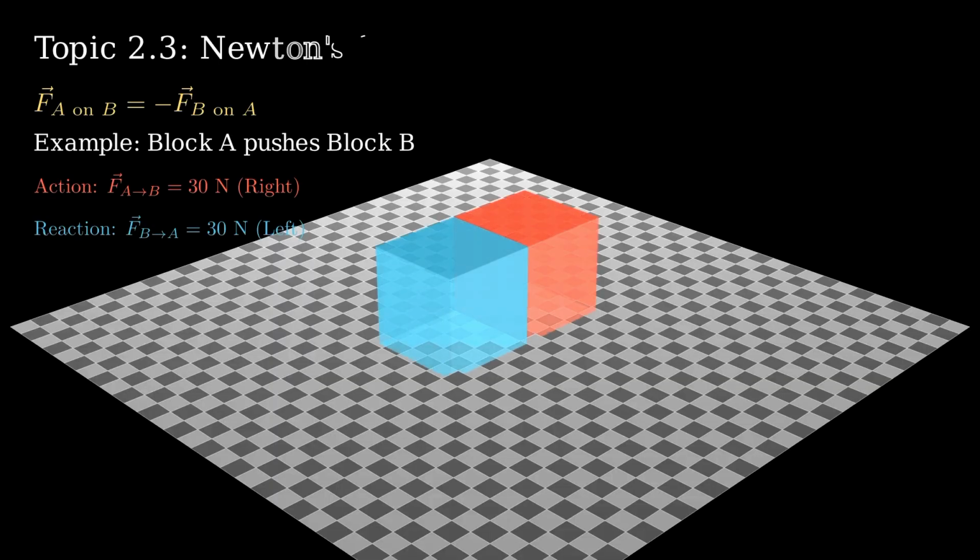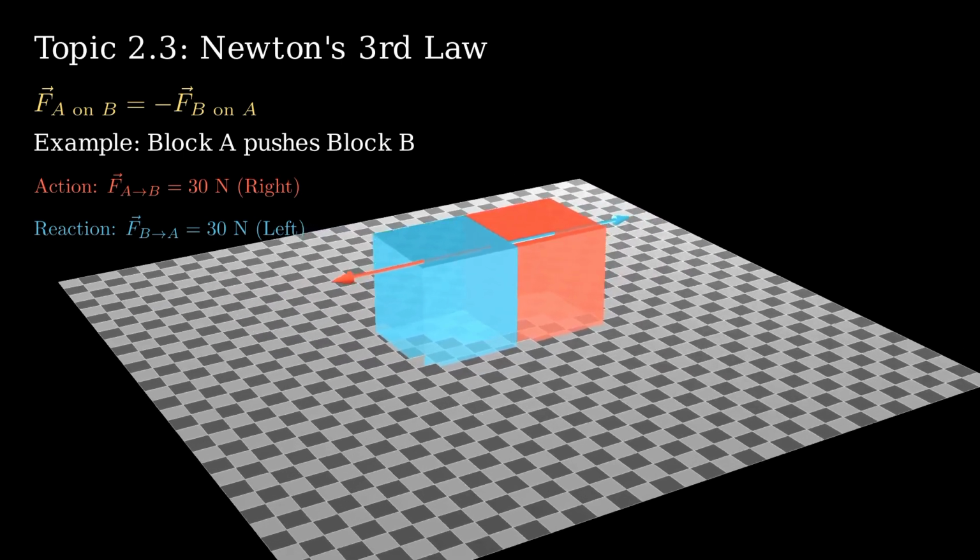Here is Newton's third law in action. Watch as block A pushes block B. The action is a 30 newton force pushing to the right. Instantly, block B reacts with an equal 30 newton force to the left. Equal and opposite.